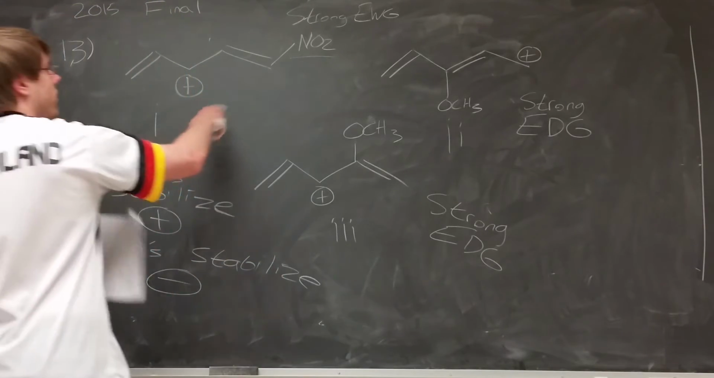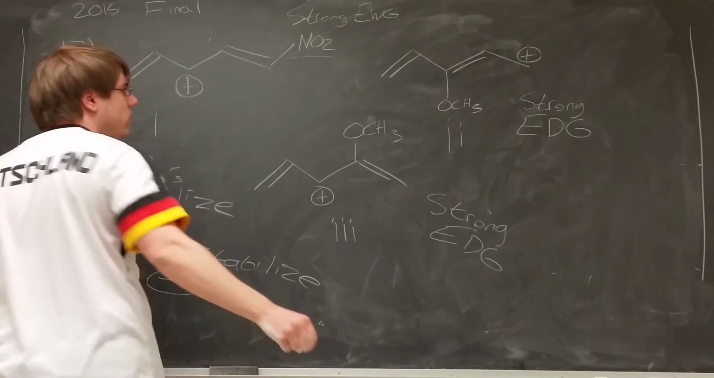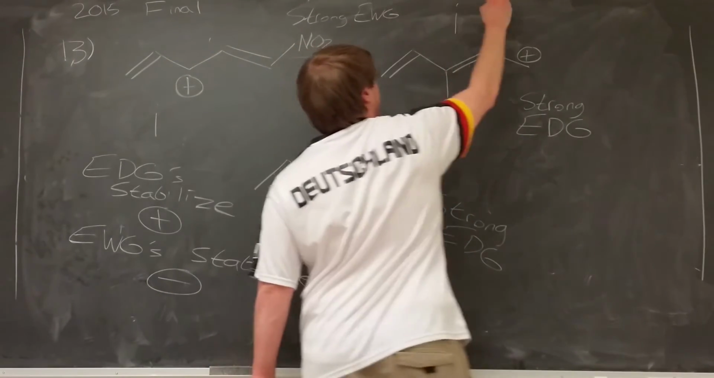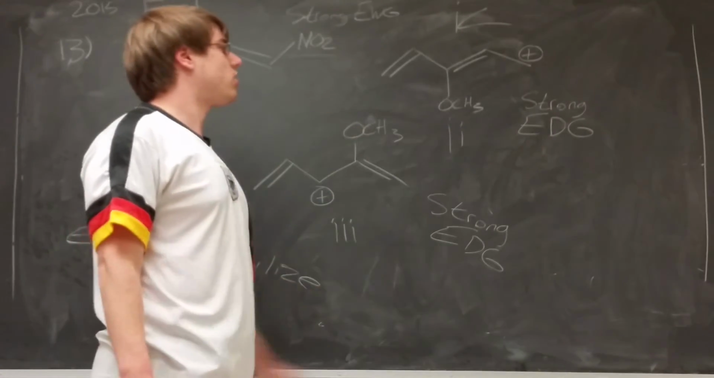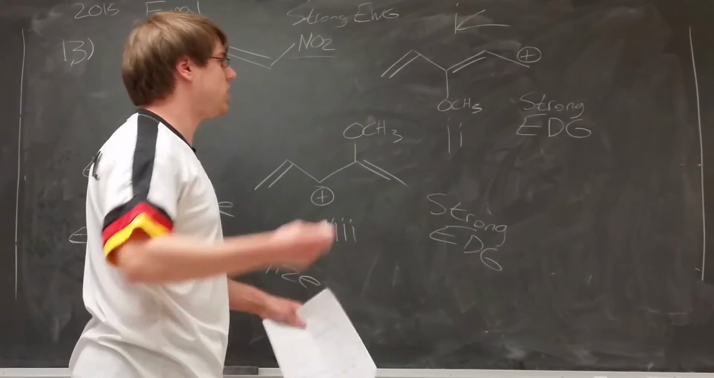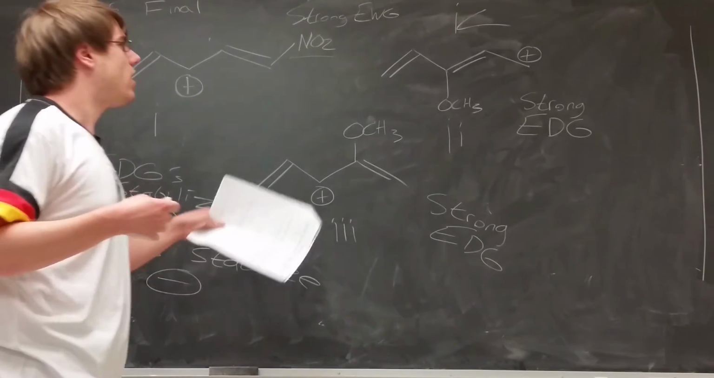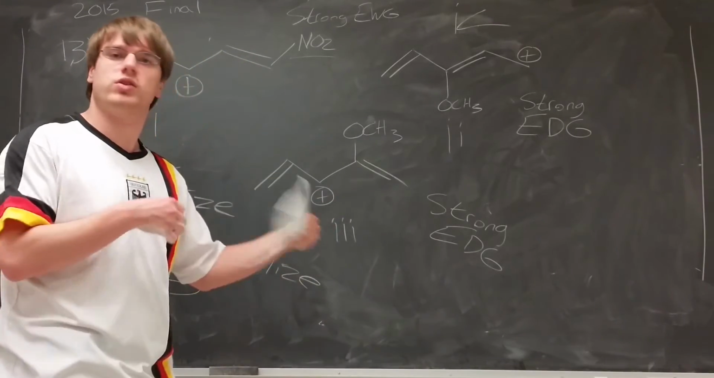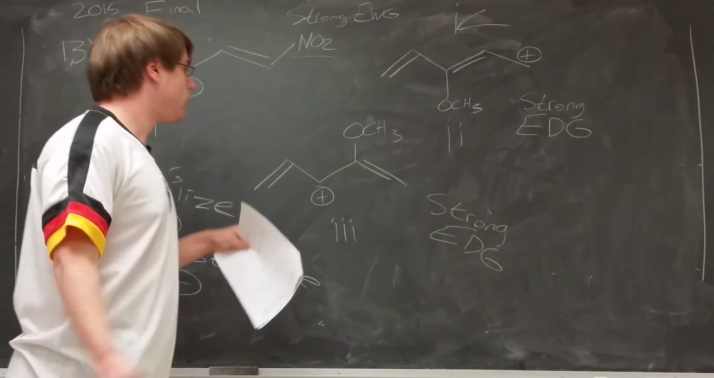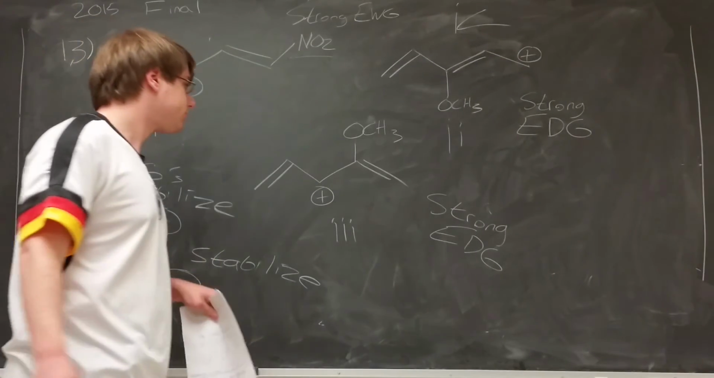So right off the bat, we can say, okay, we have a withdrawing group with a positive, that's no good. 1 is definitely the least stable. But now comparing 2 to 3, what's the difference? Both 2 and 3 have strong donating groups, but so what's the difference? What you have to do is you have to consider the resonance of that positive charge from this point forward.